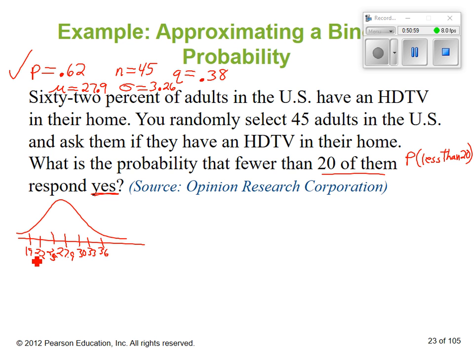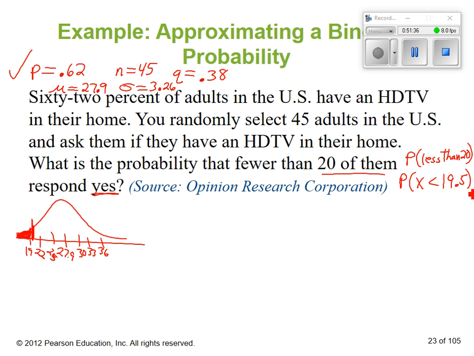We want less than 20. So we want at 20 here, somewhere about in here. And we want everything down this way. Should that be a big area or a small area? Should be small. Now to do this, we want less than 20, so it's actually going to be probability X is less than, if we don't want to include 20, we want to just go down from 20. What are we going to do to that 20? 19.5.